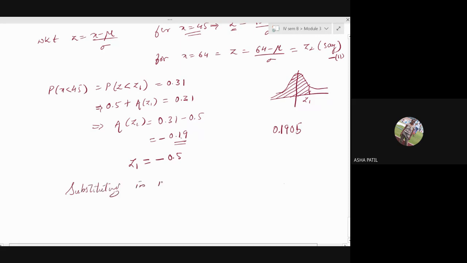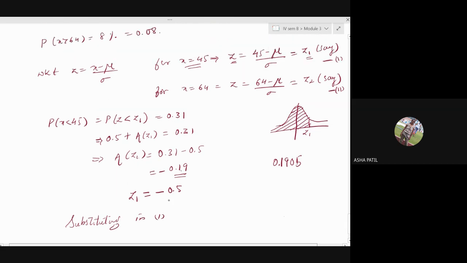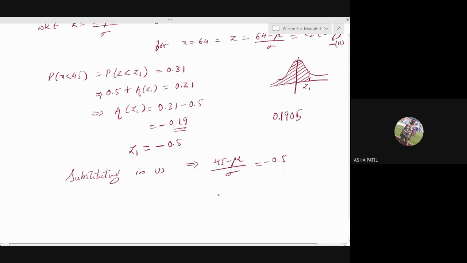Substituting in 1, what does it imply? (45 minus mu) divided by sigma is minus 0.5. So we get an equation here; simplify this. 45 minus mu is equal to minus 0.5 sigma, or you can write mu minus 0.5 sigma is equal to 45. Taking this mu on the other side, it becomes plus mu. So mu minus 0.5 sigma is equal to 45. I will call this equation 2.